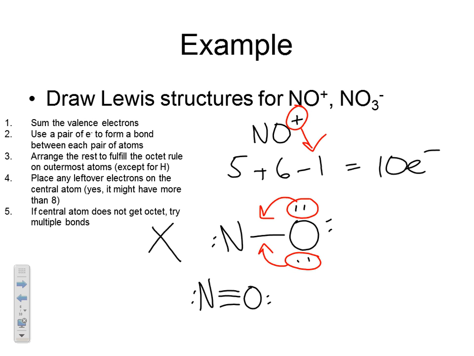has an octet. This is an ion, though, so to indicate that it's an ion, I'm going to put the Lewis structure in brackets and put the charge on the outside to indicate that that charge belongs to the entire ion rather than just the nitrogen or just the oxygen. So there we go, that's the NO+ ion.